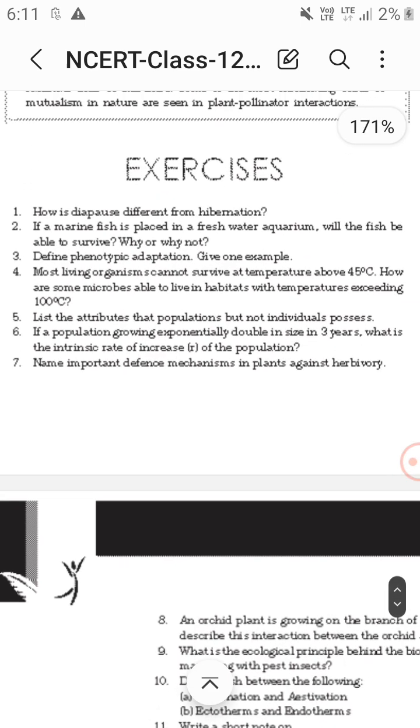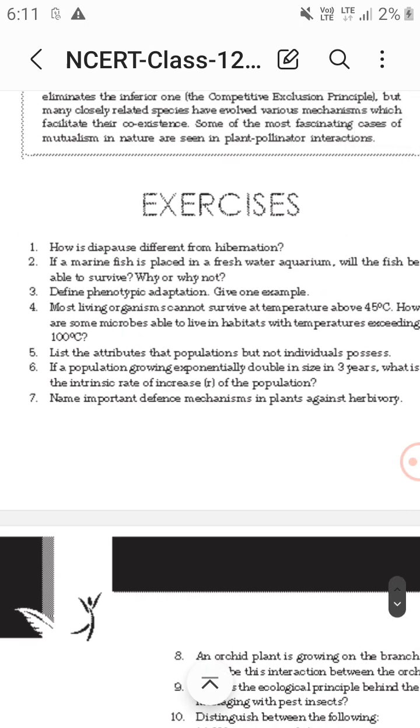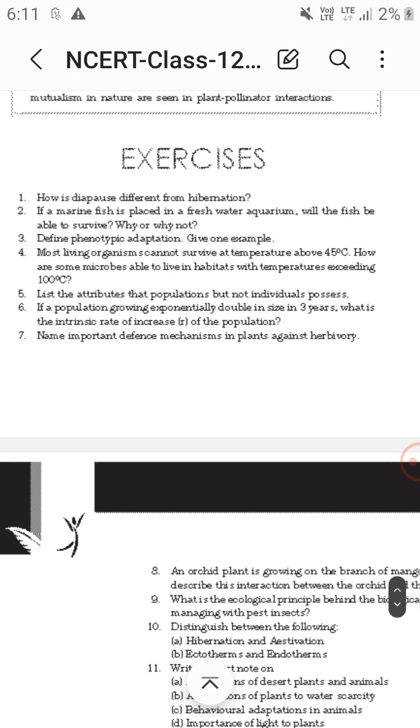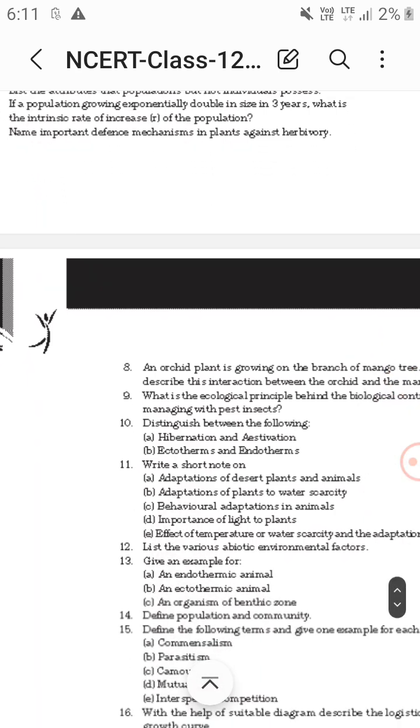So in the exercises: How is diapause different from hibernation? Out of syllabus. List the attributes that populations have but not individuals. If a population growing exponentially doubles in size in 3 years, what is the intrinsic rate of increase r of the population? Name important defense mechanisms in plants against herbivory.